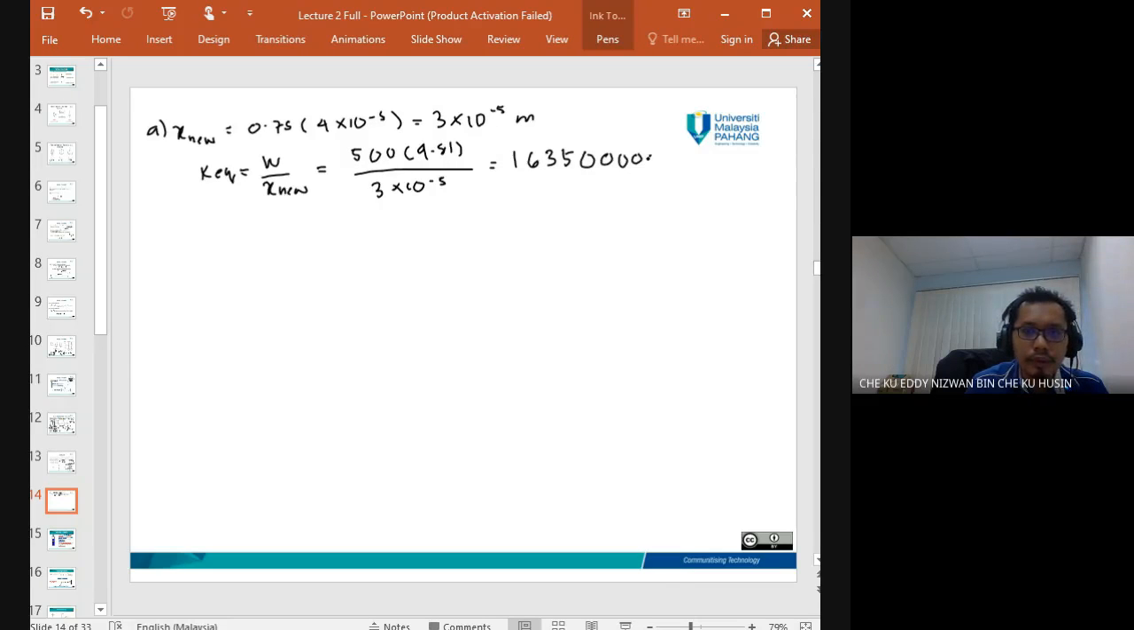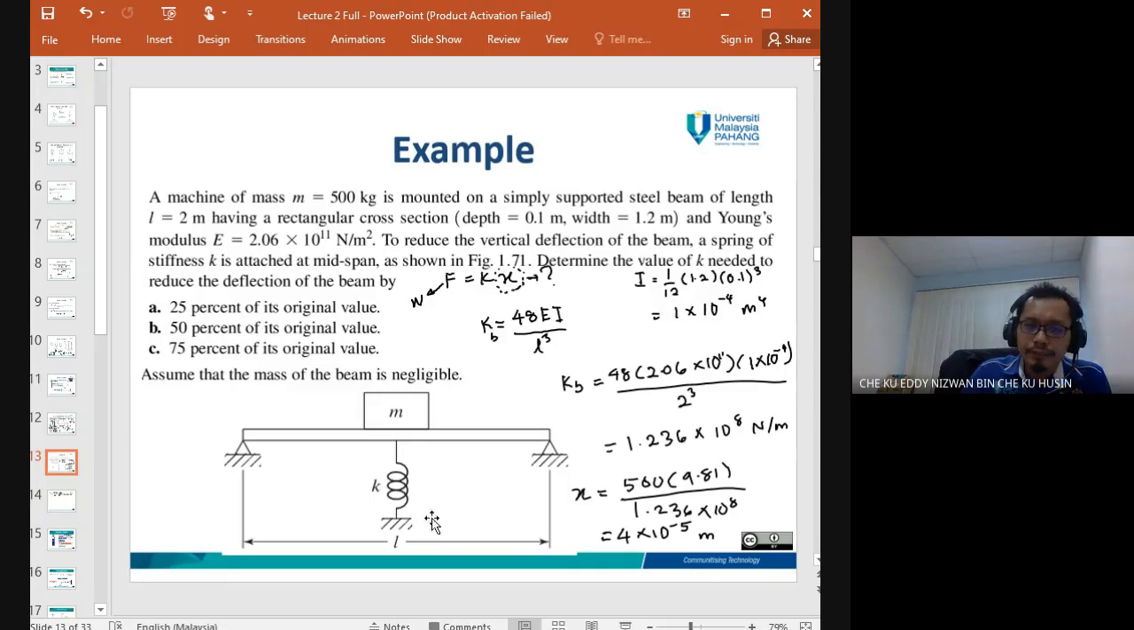So 50, 10 over meter. Okay, so this is the required K equivalent. So now we look at the arrangement. Now we add another spring in the middle, so we have to identify whether the two springs are in a parallel or series arrangement.